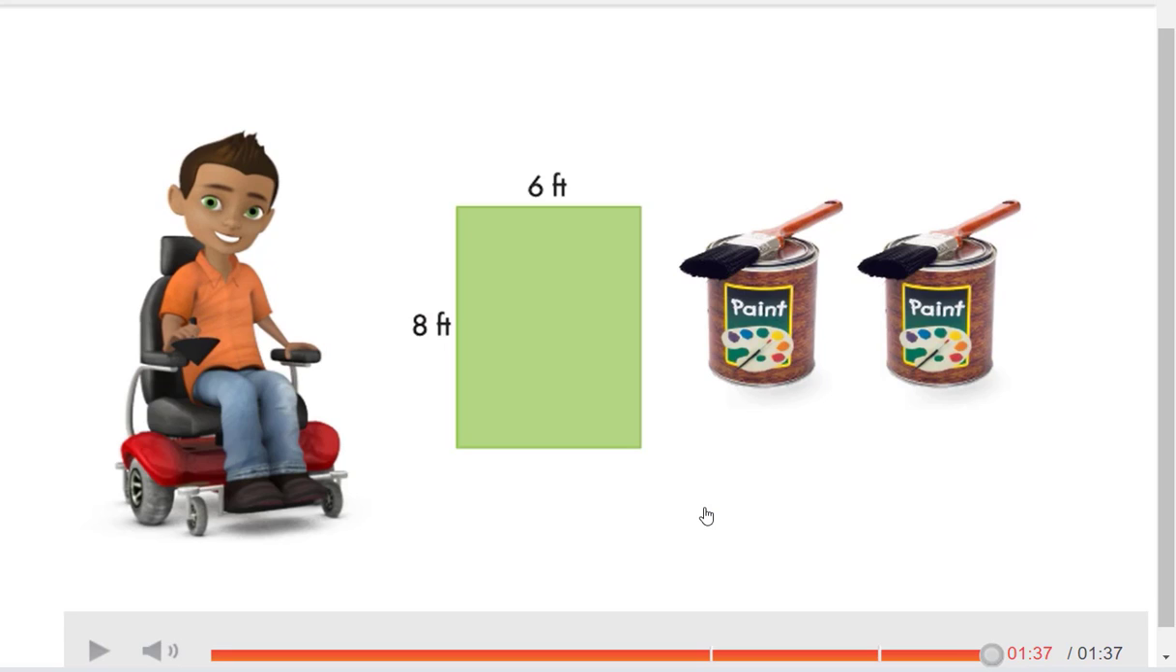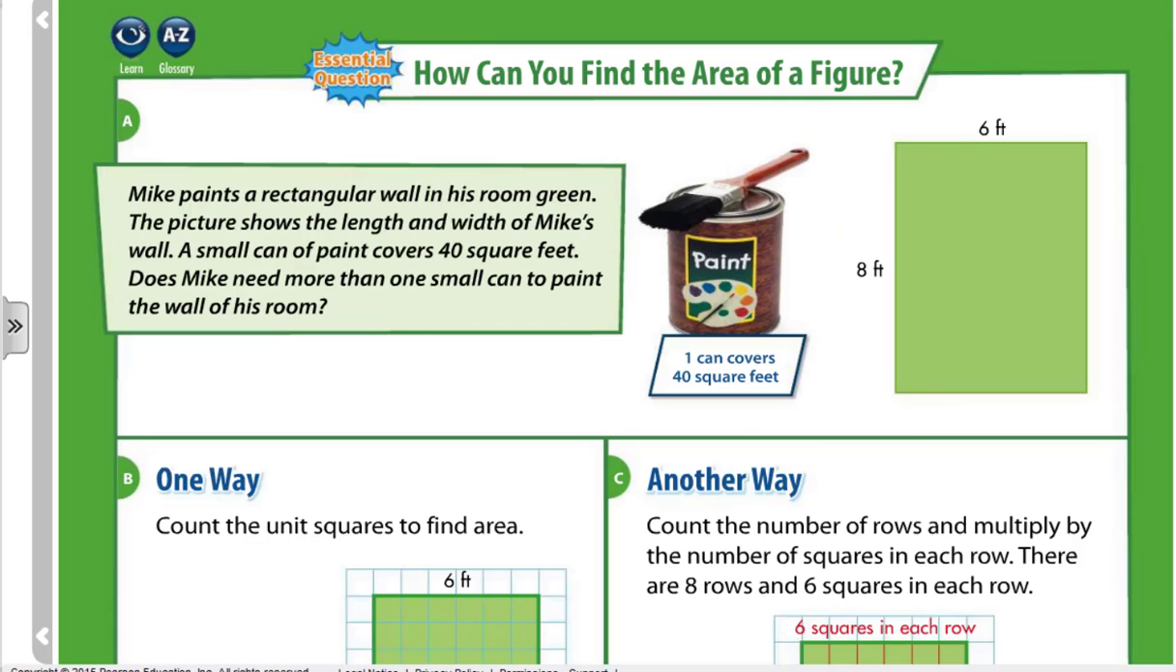Okay, my heroes. Now let's go back to the book. My heroes, mute your mics. Mr. I want to go to the bathroom. Okay, quickly, Ali.